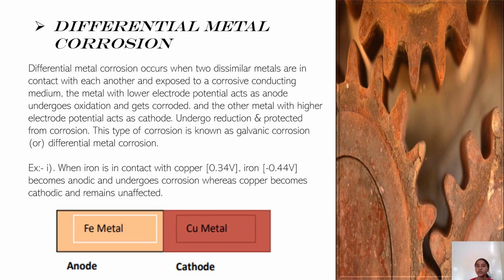The rate of corrosion mainly depends on the difference in potential between the two metals. The higher the difference in potential, the higher the rate of corrosion. So an example for differential metal corrosion is when iron is in contact with copper, the iron becomes anodic and undergoes corrosion, whereas copper becomes cathodic and remains unaffected.